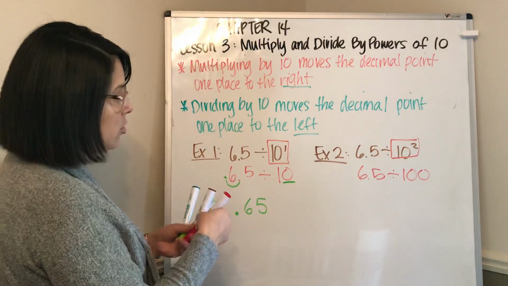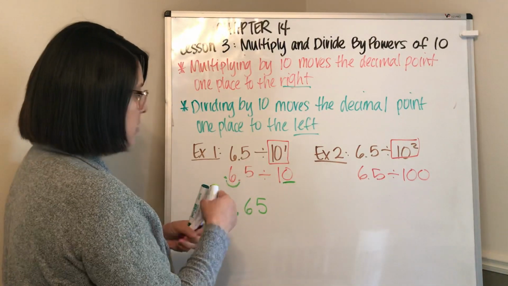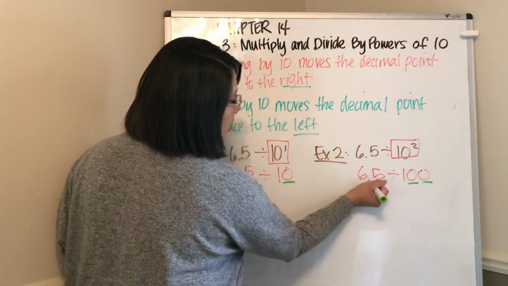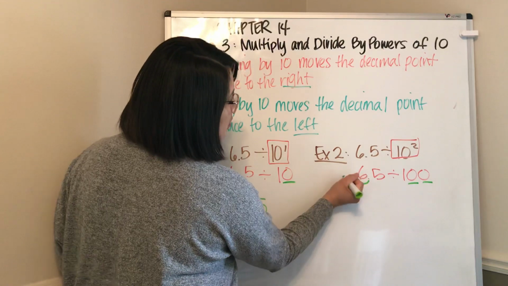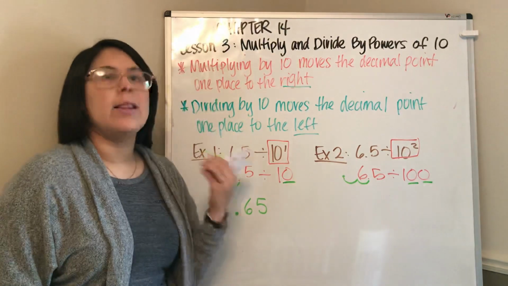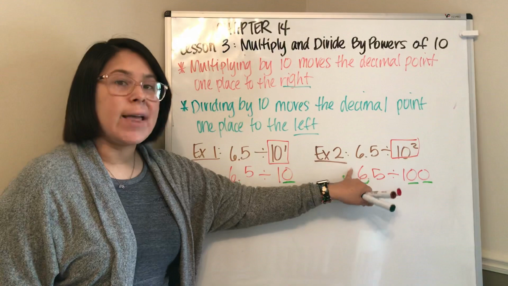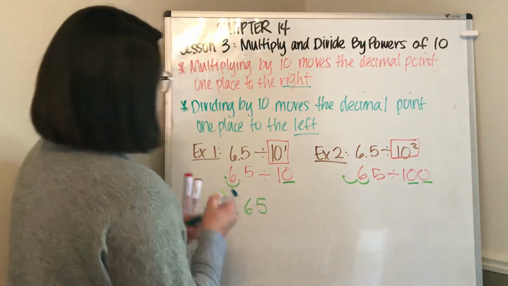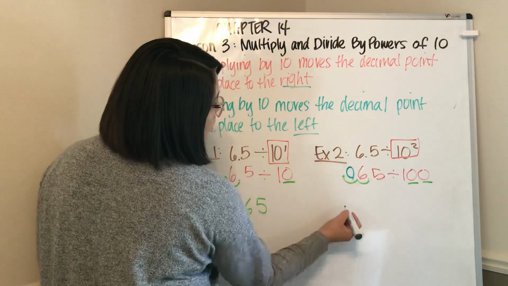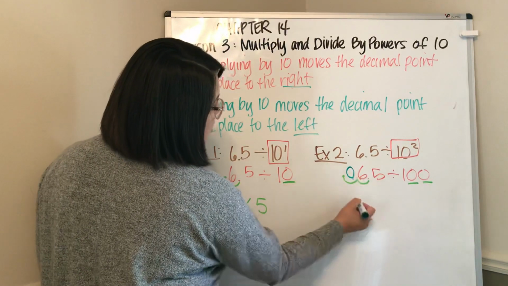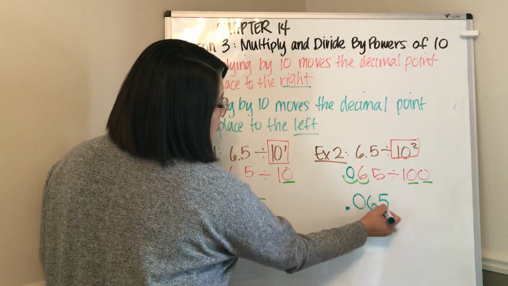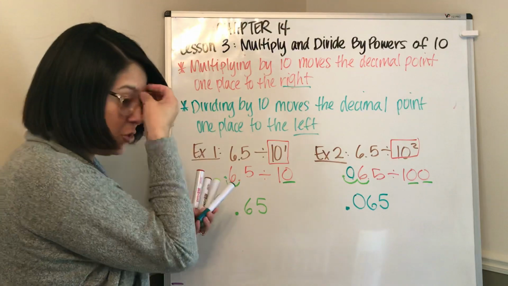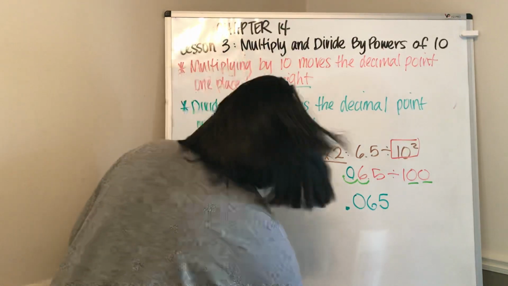Okay, how many zeros do I have? I have 2 zeros this time. So I'm going to move my decimal place two spots. 1, 2. And remember, the other day, last week, we learned that if there was a blank spot there, what goes there? A 0. Okay, so I'm going to put an imaginary 0 there. So then my answer is going to be 0.065.